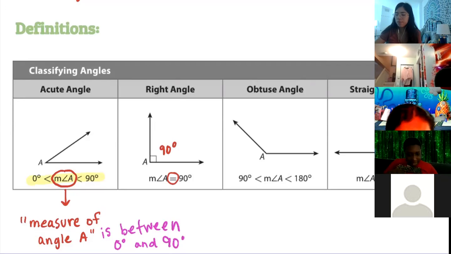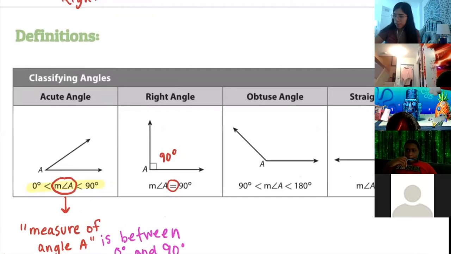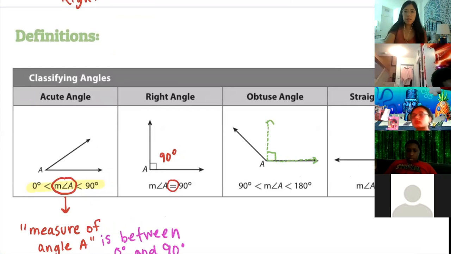The obtuse angle, the measure of the angle is between 90 and 180 degrees. And there you go. The angle over here for obtuse is bigger than 90 degrees. If I drew an imaginary 90-degree angle on top of it, you would see that if this is 90 degrees, then angle A is bigger than that. So an obtuse angle is greater than 90 degrees, but less than 180 degrees.